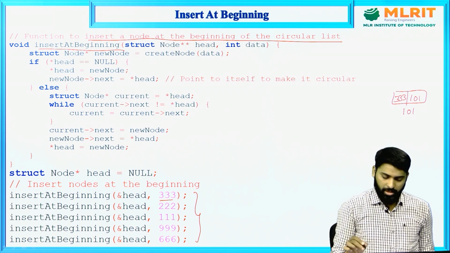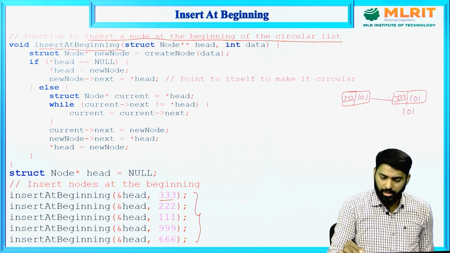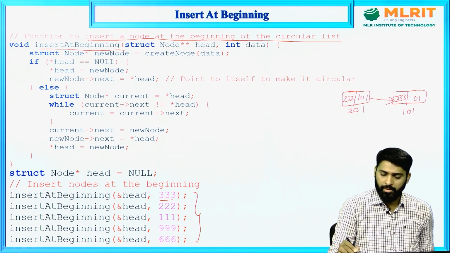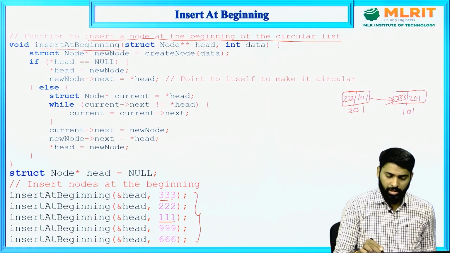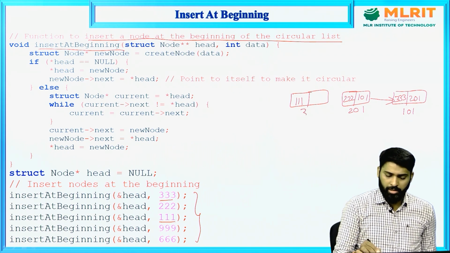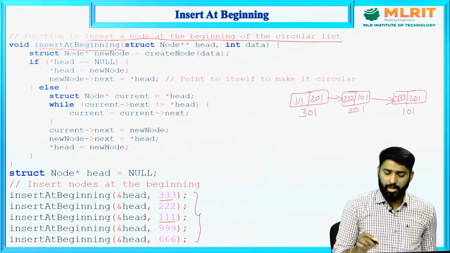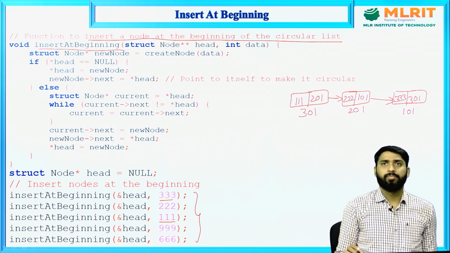Next 222, another node is created. Now 101 will be linked like this. Let us assume this is 201. Now 201 is the first node, so I am going to update here 201. Next 111, another node is created. Let us assume the address is 301. Now this 201 we are going to link, and the last node's address is the first node, so it is 301.